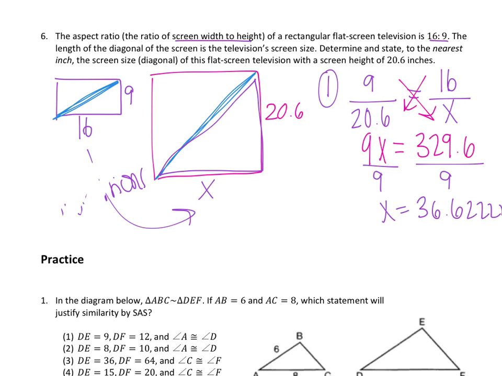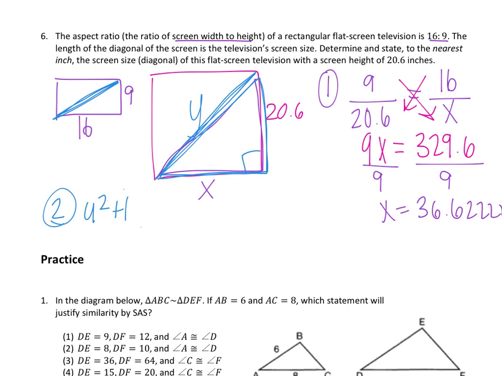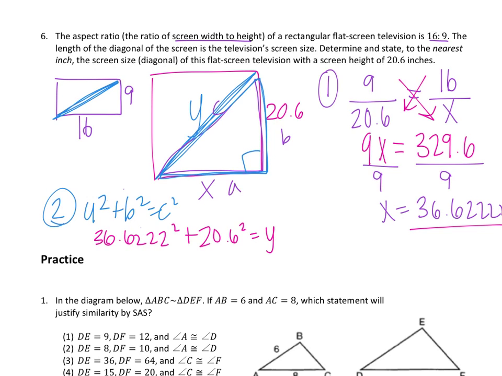So then the second step, I'm just going to erase so we have a little bit more room here, is to find the diagonal. Say y. So again, we've got our right triangle. If you imagine a TV, it makes a right angle at each of the corners. And we're trying to find the third side. So step 2 would be to use the Pythagorean theorem, where A and B are your legs and C is your hypotenuse, the side you're looking for. So we have x squared, or in other words, 36.62222 squared plus 20.6 squared equals y squared.